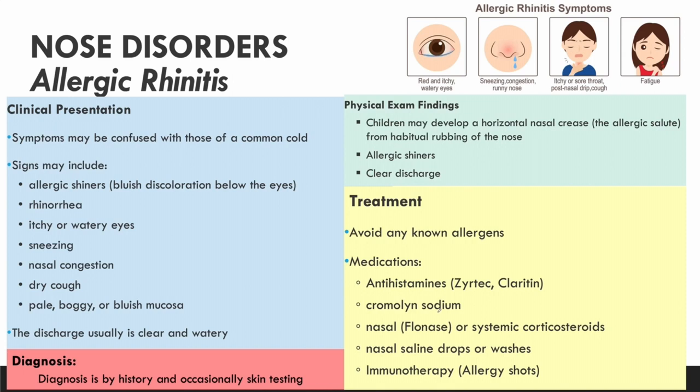Diagnosis is made by history. And then if it's hard to control, or if you're concerned about certain specific allergens, you can do the allergy skin testing. And on physical exam, you can see several things, including allergic shiners, which look like little black or bluish colored eyes in kids mainly. Then we get what's called the allergic salute, where you get this nasal crease here from the kids constantly wiping their nose. And then, of course, some clear discharge on exam, maybe plus or minus some polyps within the nose, so clear discharge and boggy mucosa.